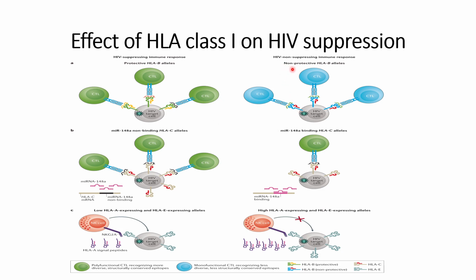Whereas when the HLA-B is not protective, it will not be able to produce many kinds of epitopes, and the response will be limited to a few epitopes that are presented on the cell surface, as can be seen. In this figure, blue represents monofunctional CTL recognition, that is less diverse, and green represents polyfunctional CTL recognition. It is described here for your reference.